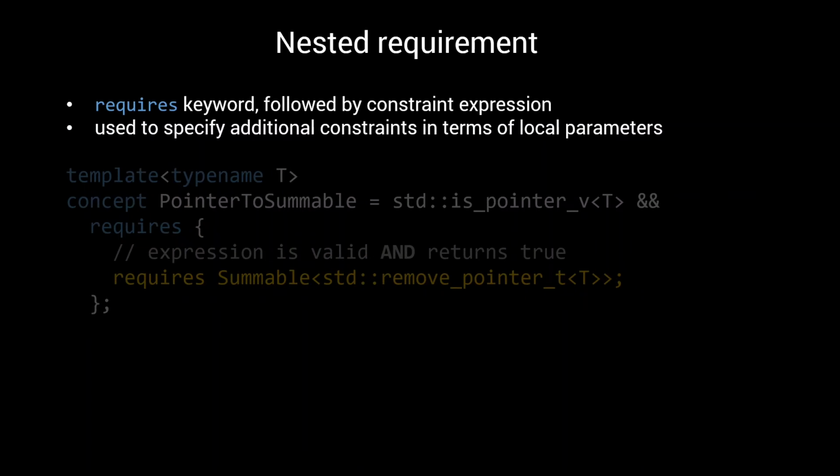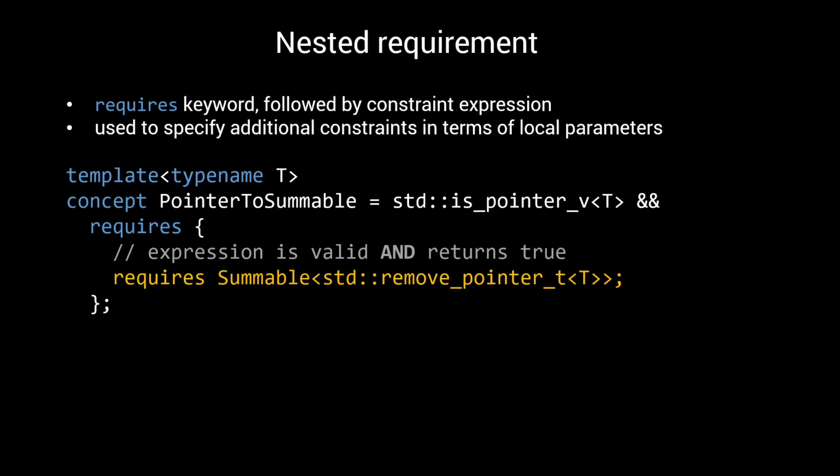Nested requirements start with the requires keyword, followed by a constraint expression. They can be used to specify additional constraints in terms of local parameters. For example, if you want to create a concept for types that are a pointer to summable types, the type category which we defined in our previous concept, we want to say something, not about our template argument T, but about the type you get when dereferencing T. In this case, we can use the nested requirement requires summable<remove_pointer_t<T>>.